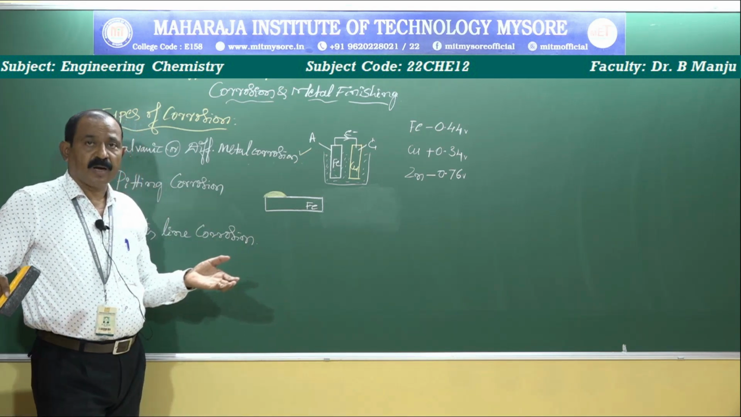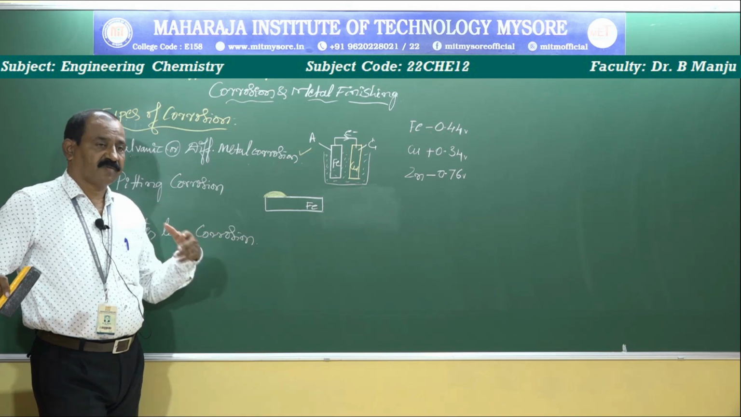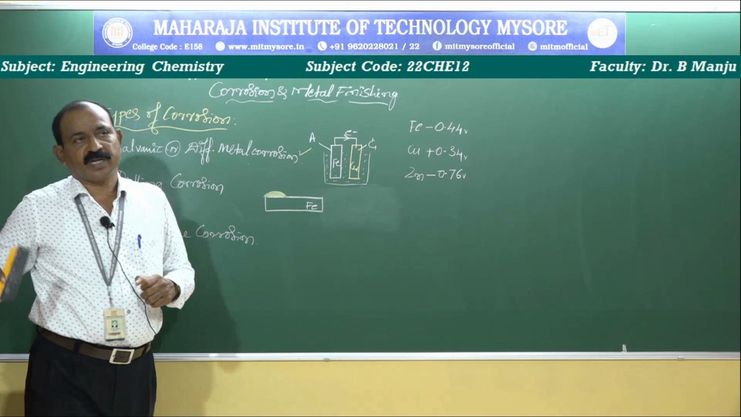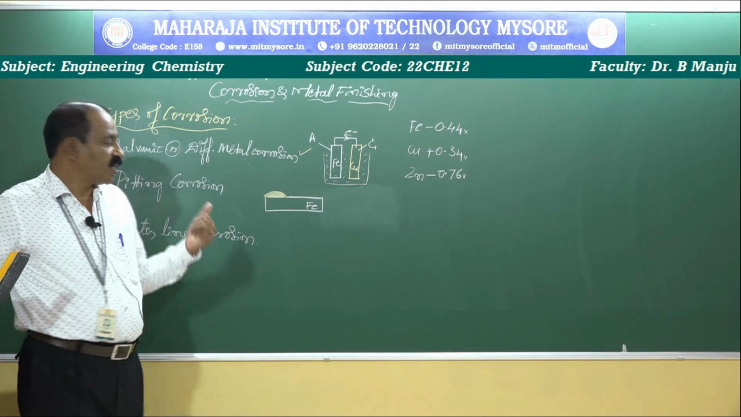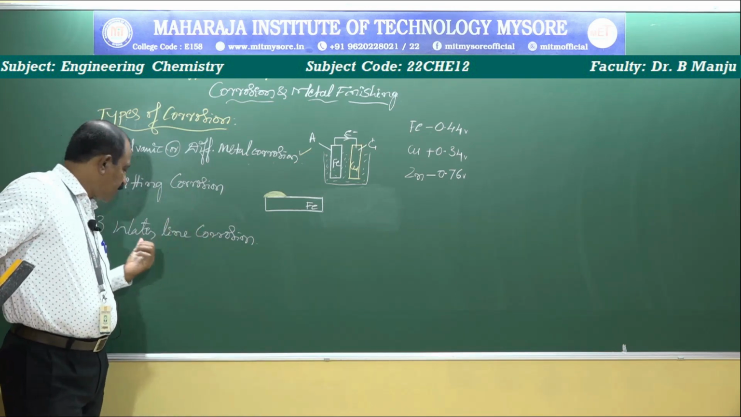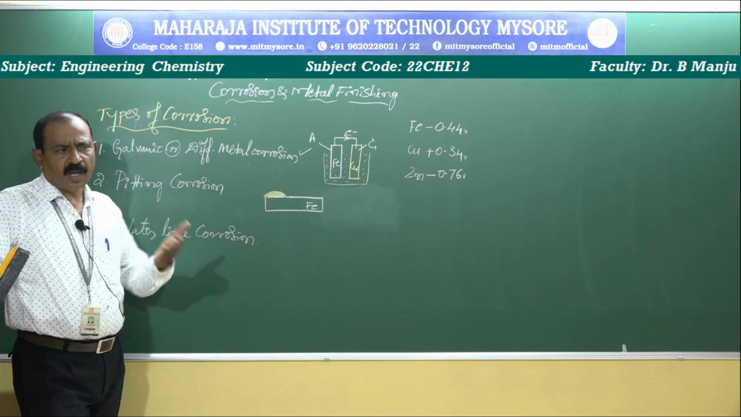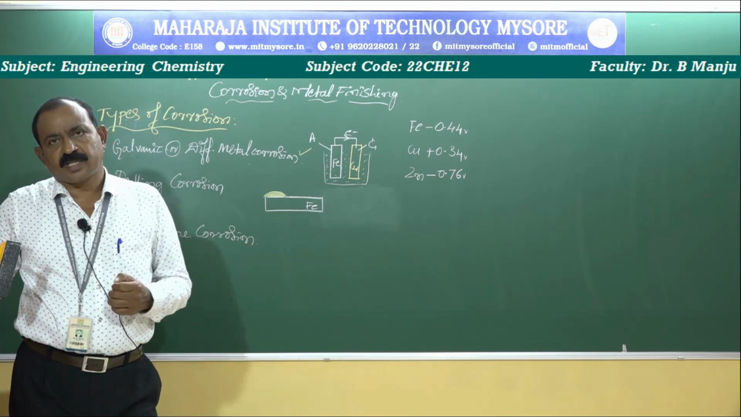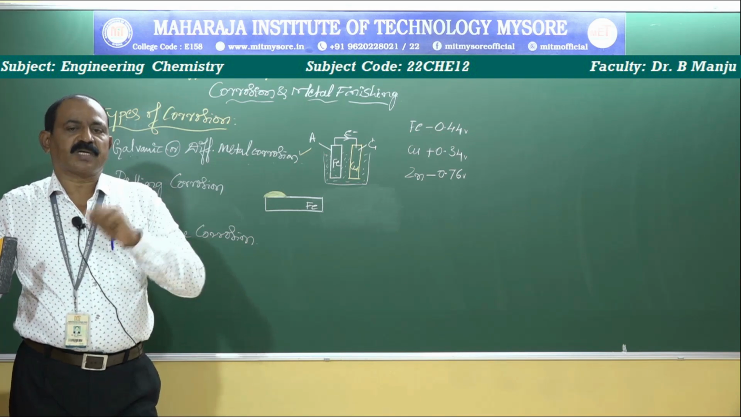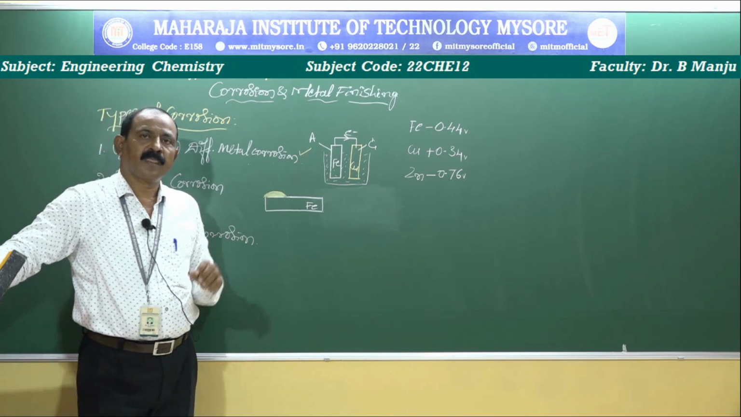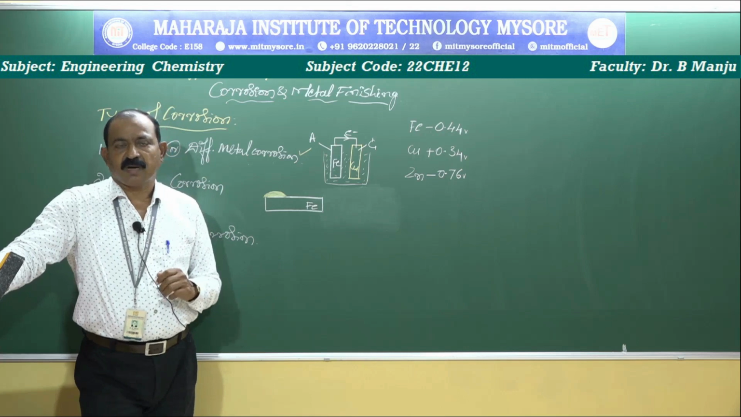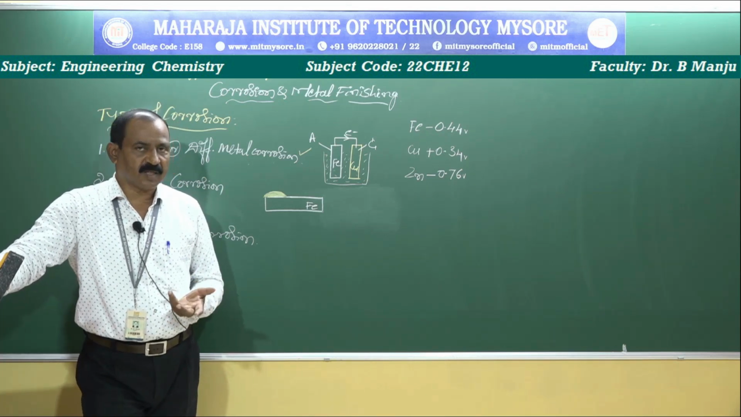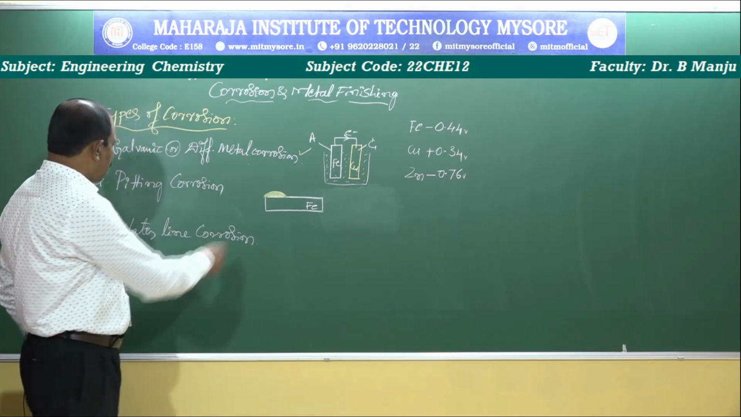That is explained on the basis of the differential aeration theory of corrosion. On the basis of the differential aeration theory concept, you can easily explain pitting corrosion as well as waterline corrosion. As in the previous class, we were discussing the differential aeration theory and electrochemical theory. What is the concept of differential aeration theory? Less oxygenated surface always acts as anode, more oxygenated surface always acts as cathode. That is the concept. Now you can apply that.